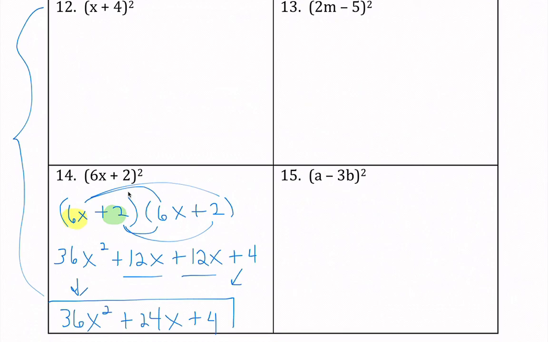Okay, let's try 15. So I see a minus sign on the inside, so I know I can't just give this exponent to everything on the inside without messing up. So I'm going to write it out. I know it means a minus 3b times itself.